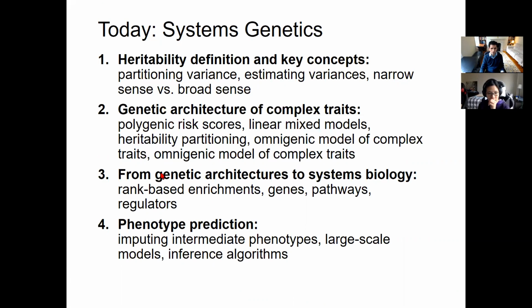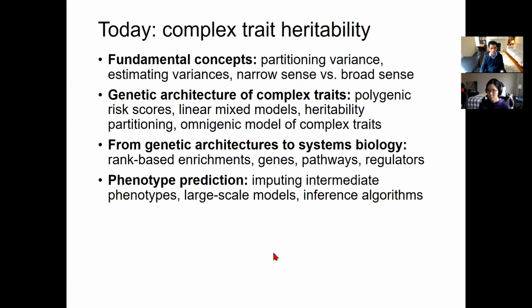And then we're going to talk about genetic architectures and systems biology and how to think about rank-based enrichments, genes, pathways, and regulators. And then we're also going to talk about phenotype predictions, how to impute intermediate phenotypes and also large-scale models and inference algorithms. So the key concept today is heritability of complex traits.